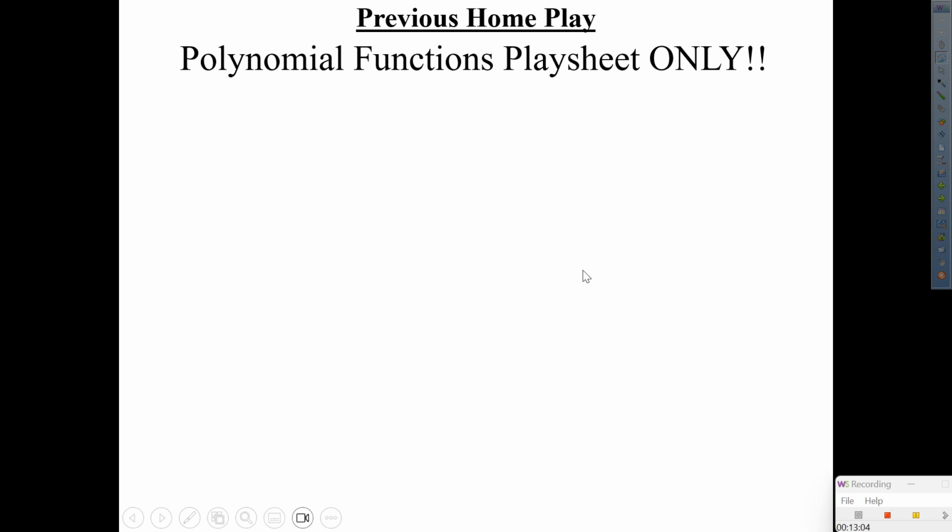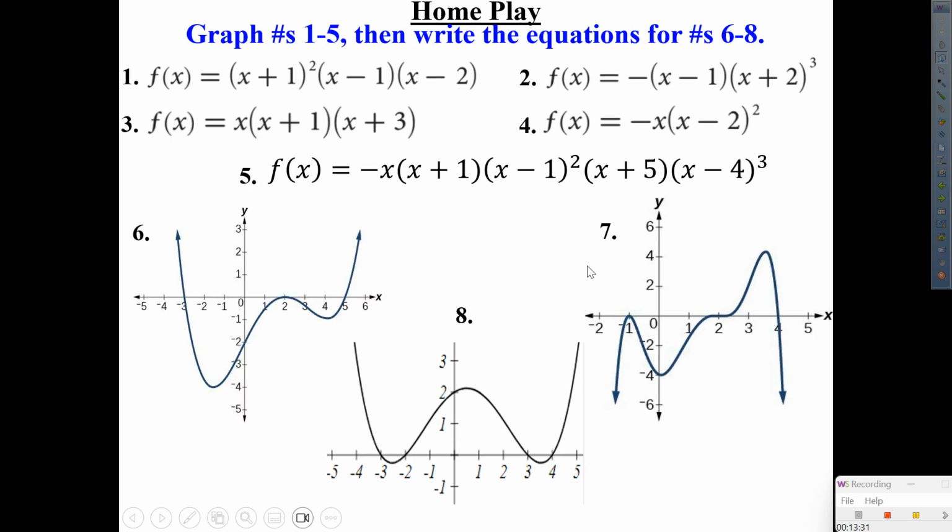However, look up. Here's your home plate for tonight. I already let the main office know that I'm going to be letting you use your cell phones, so get your cell phones out. Take a picture of tonight's home plate, and it reads, graph numbers 1 through 5, so 1, 2, 3, 4, 5, and write the equation for 6, 7, and 8. So that's for tonight's home plate, okay?